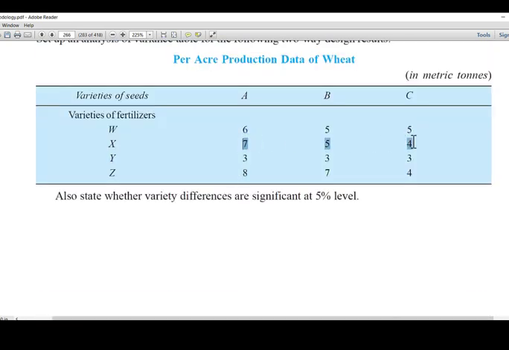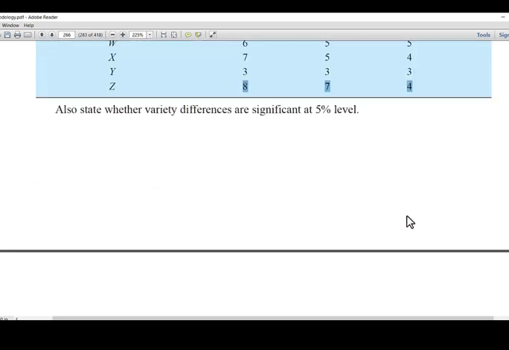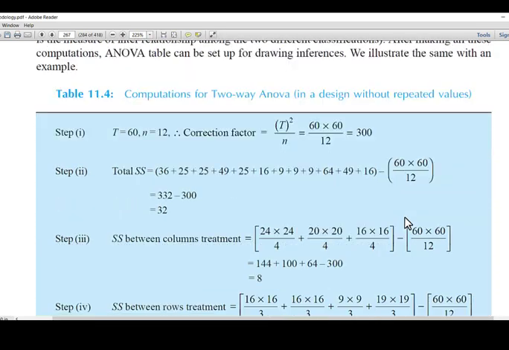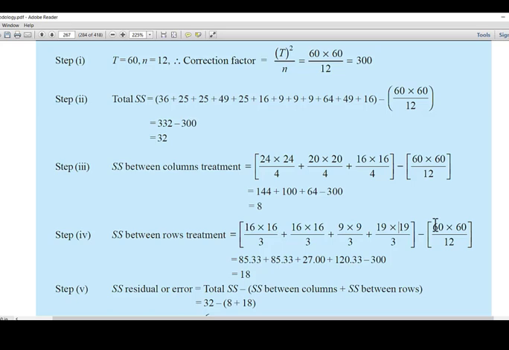This is 16, so 16 into 16 by 3. Then here it is 9 total, so 9 into 9 by 3. And here it is 19, so 19 into 19 by 3. Minus the correction factor. So here we have got 18. That is SS between rows, treatment.